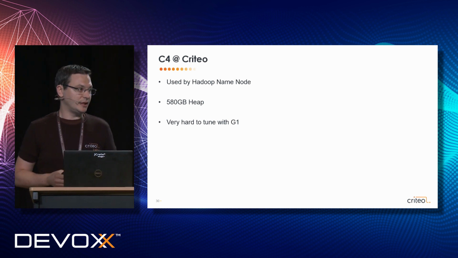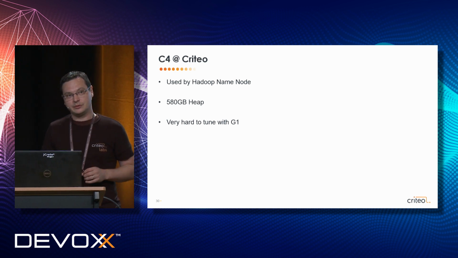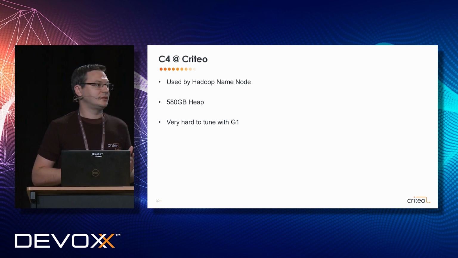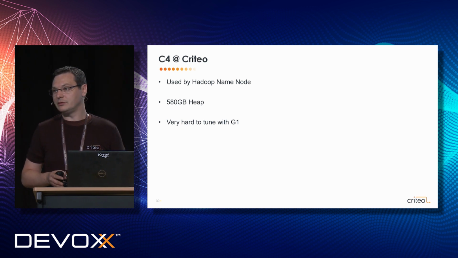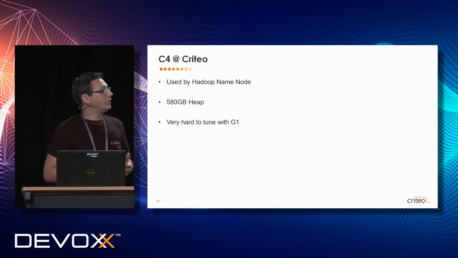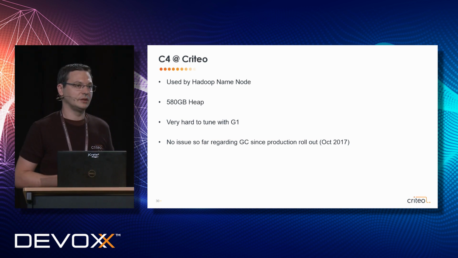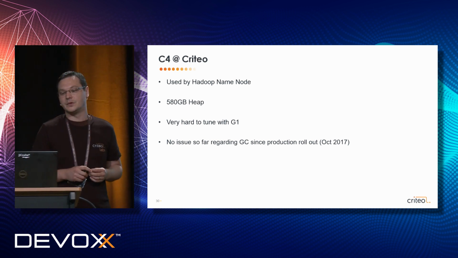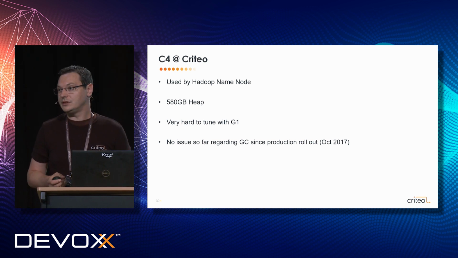So we started on JDK 8 with G1, and it was very, very hard to tune because at some point G1 will fall back to a full GC, and on JDK 8 it's single-threaded with this kind of heap. It's like 30 minutes when we have a full GC. So it's completely a showstopper for us. So we tried Azul C4, the algorithm that we saw. And since the rollout in production in October 2017, no issue, no GC issue since then.